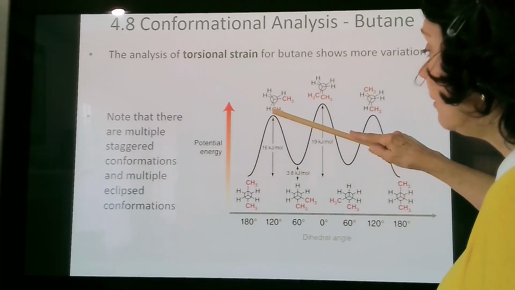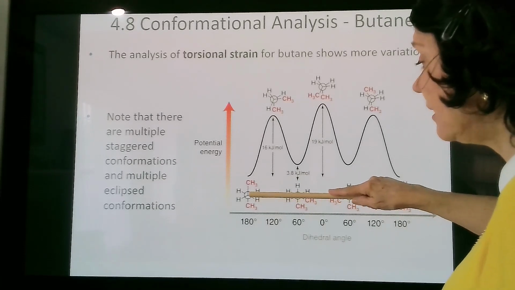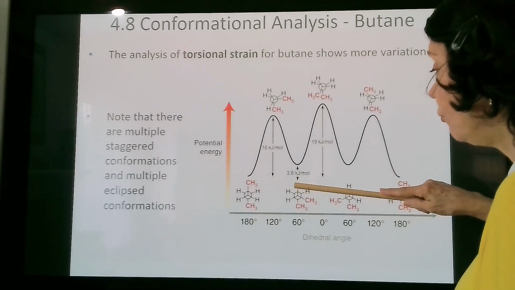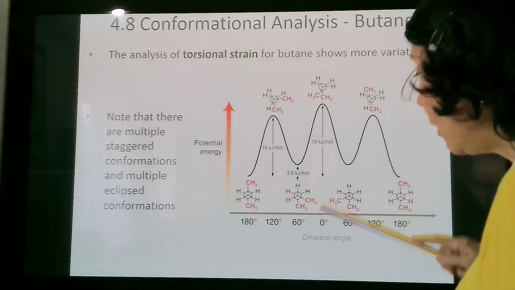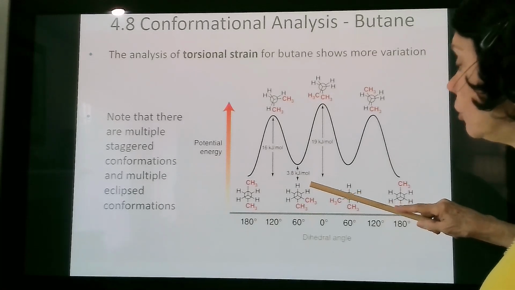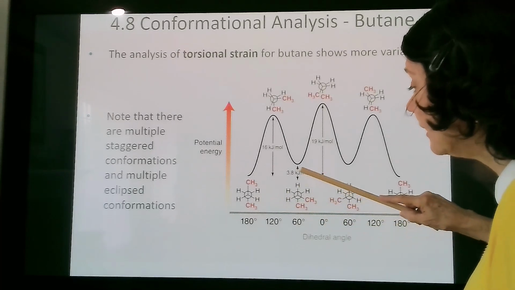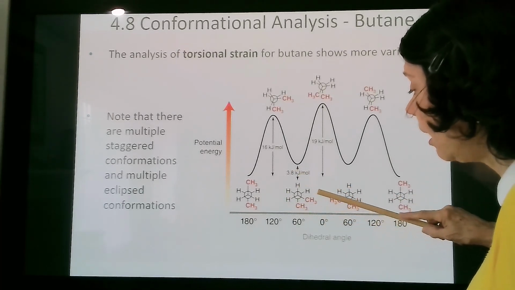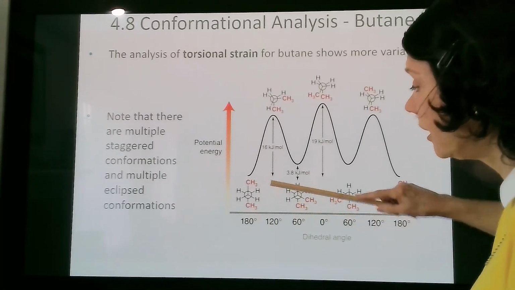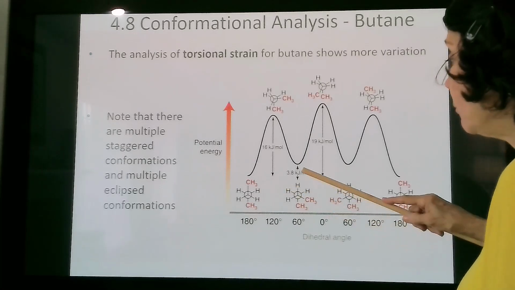So here it is. This is the energy barrier to rotating from this staggered conformation to that staggered conformation. And notice that this staggered conformation is called gauche. This one is a little bit higher in energy than that one. It's 3.8 kilojoules per mole higher, because the two methyls are next to each other and will interact somewhat sterically. Here they're pointed in opposite directions. There's going to be no interaction between them.